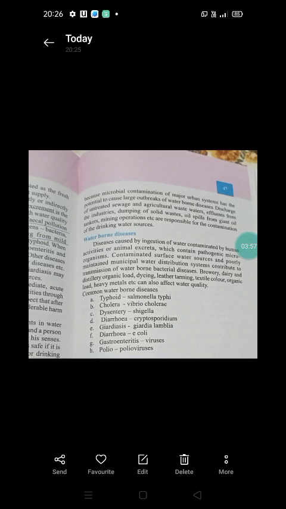So these are some of the diseases which are caused by waterborne pathogens. Typhoid is caused by salmonella, cholera is caused by vibrio cholerae, dysentery is caused by shigella, and also diarrhea, gastrointestinal problems, and polio.